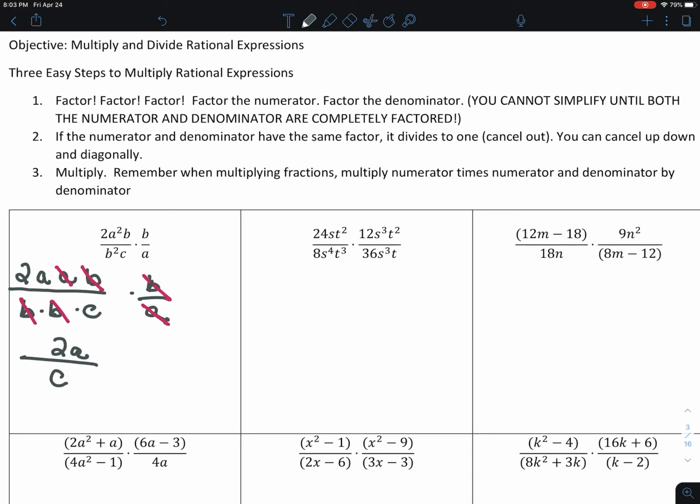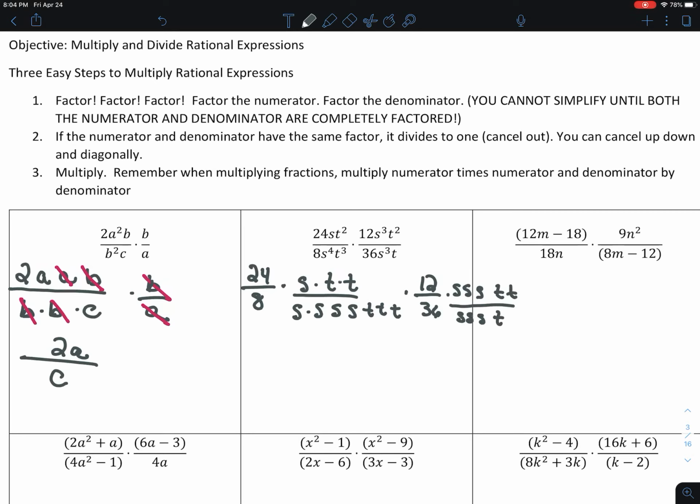The next one is a little bit more complicated, but I will write it out. So I'm going to start by just writing out the numbers, and we have 24 over 8 times S times T over S, S, S, S, T, T, T times 12 over 36. And then that is 3 S's and 2 T's. And that's 3 S's and 2 T's.